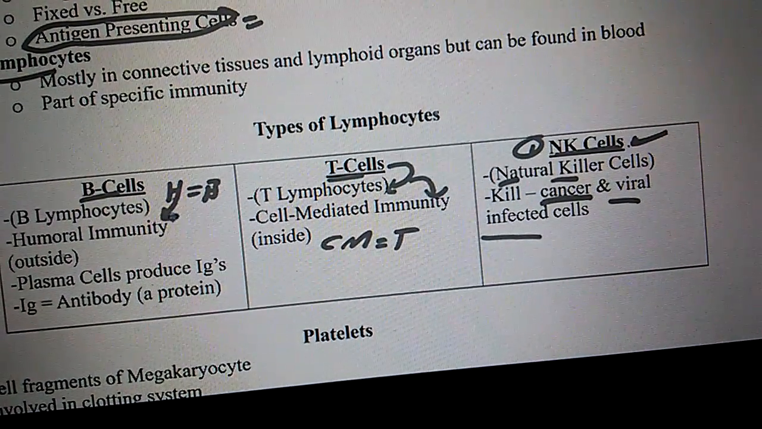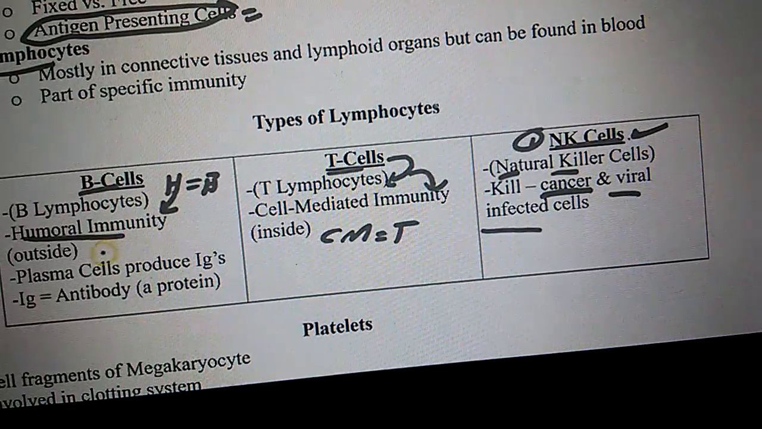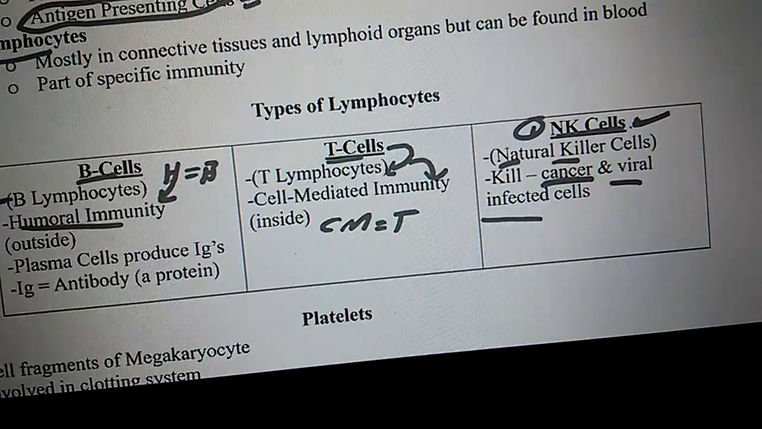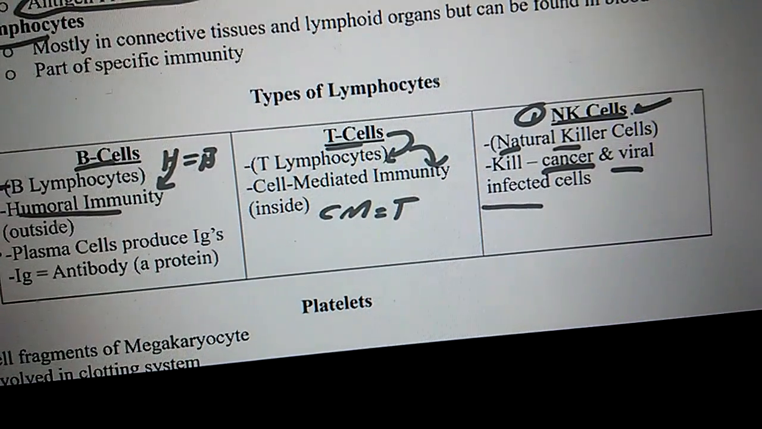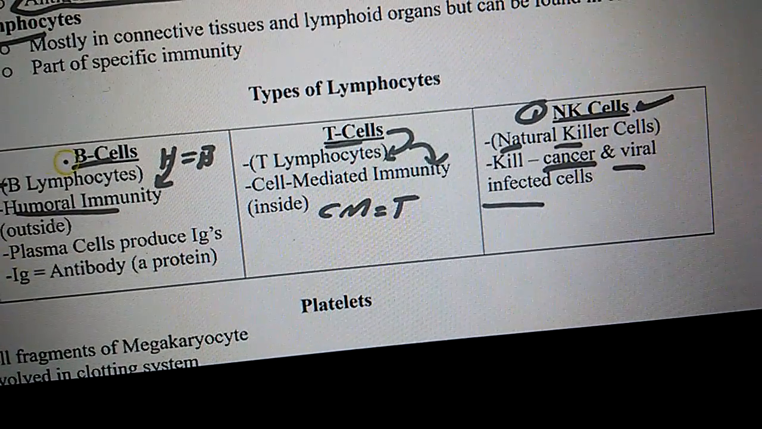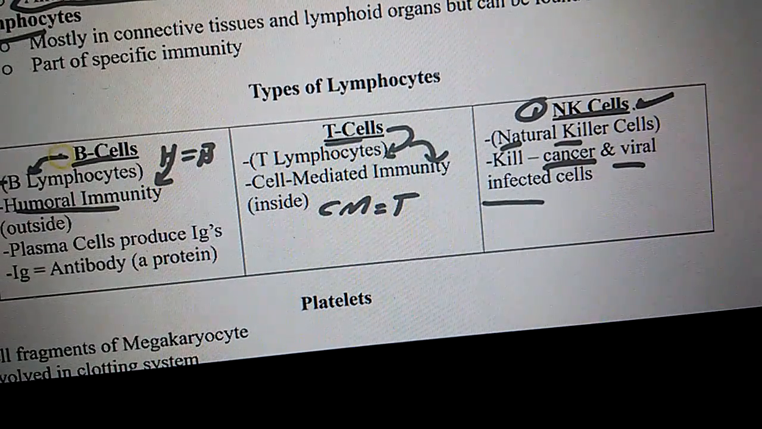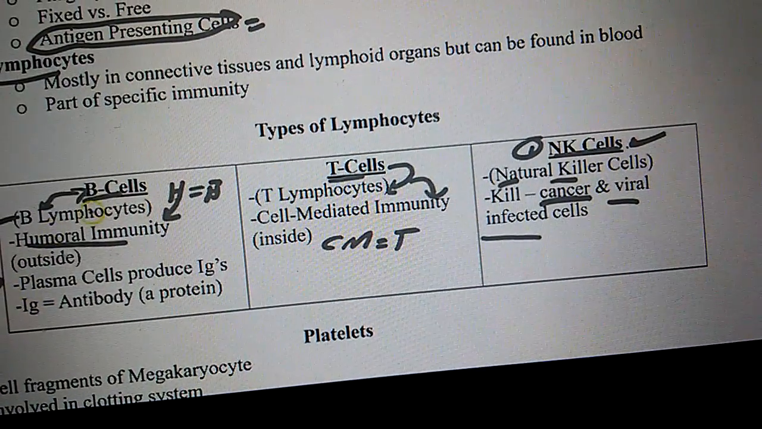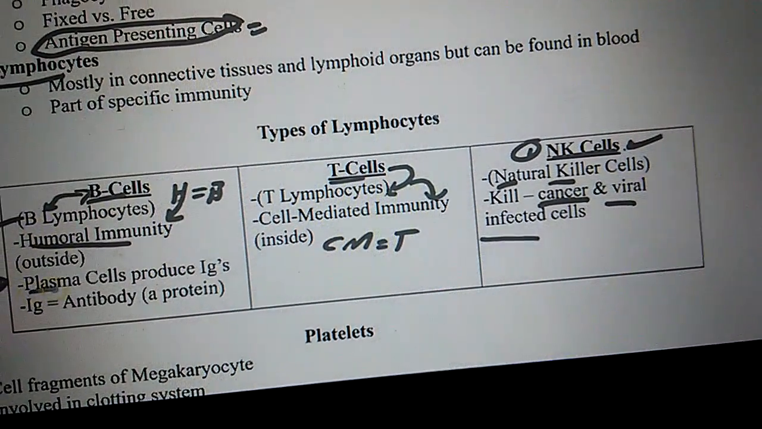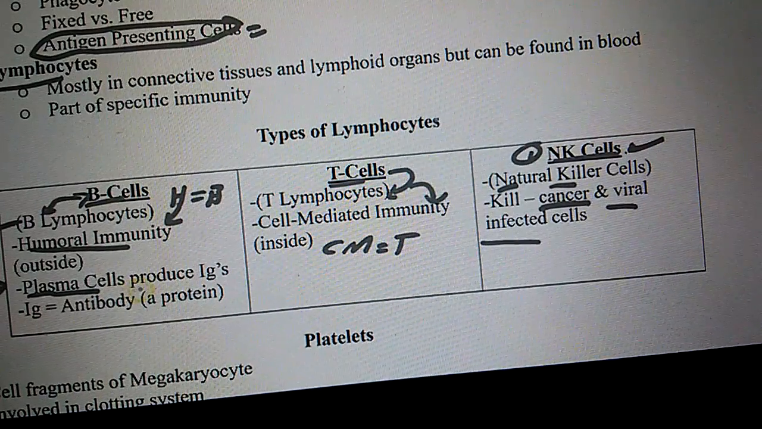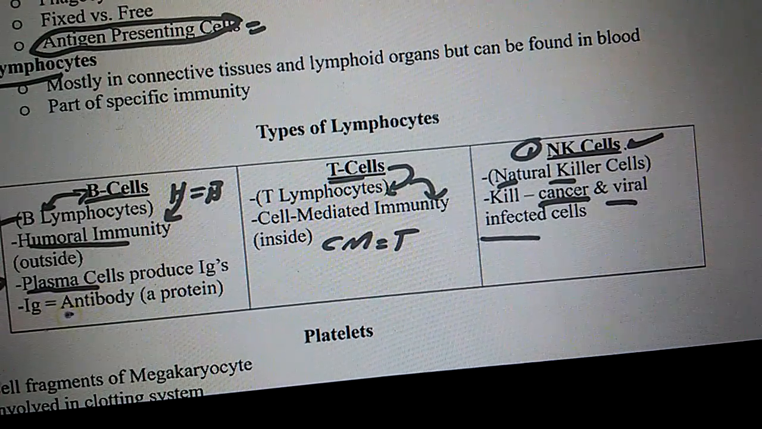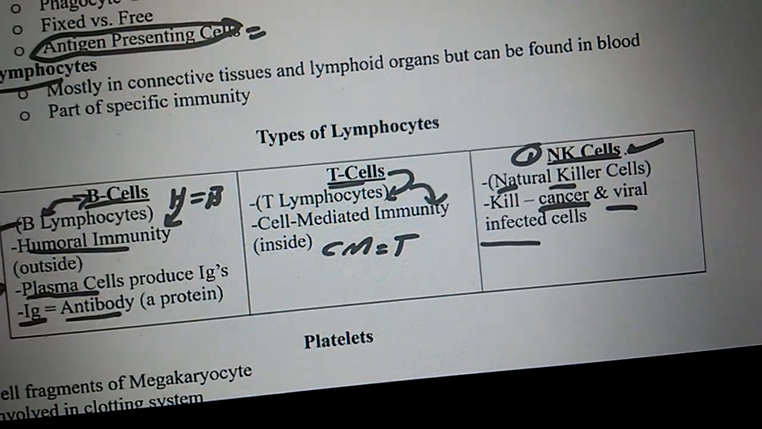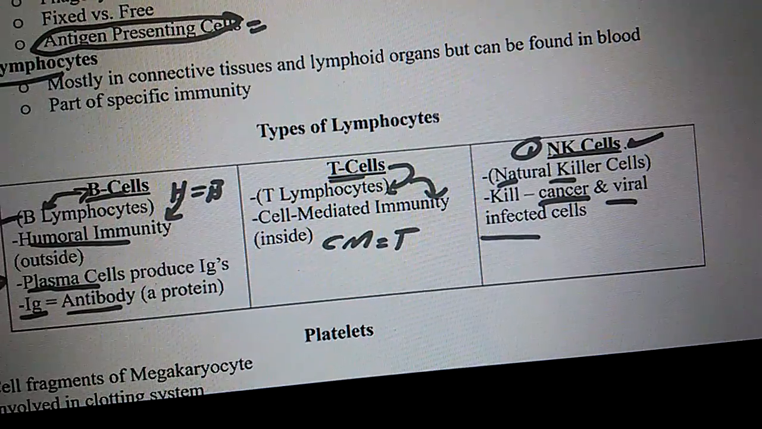The H stands for humoral immunity. What does the H stand for? Humoral immunity. B cells, or B lymphocytes, eventually become what? Plasma cells. Is B lymphocyte another word for B cell? Yes. And what do plasma cells secrete? Antibodies. What's another word for antibody? Immunoglobulin.